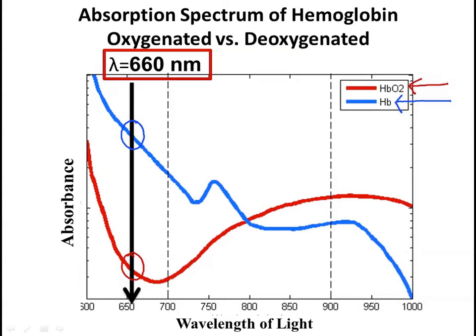Now, I want to note that 660 is not the lambda max for either form of hemoglobin. Rather, we're choosing to use this specific wavelength in the oxygen-hemoglobin binding experiment because of the differential absorbance of oxygenated and deoxygenated forms of hemoglobin at 660. And we'll use this difference in absorbance to determine what percentage of hemoglobin in a sample is oxygenated. In other words, the percent saturation of hemoglobin, which gives us the values on the y-axis of our oxygen-hemoglobin dissociation curve.